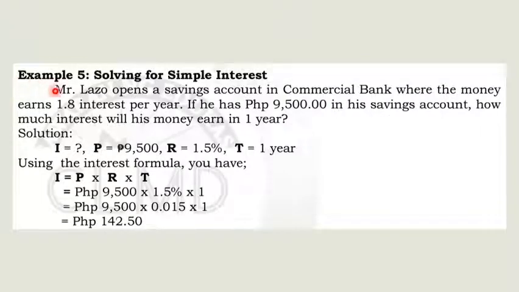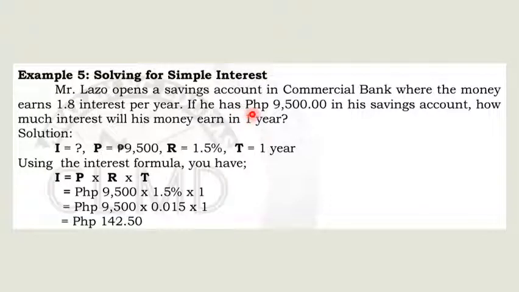So, for example 5, Mr. Lasso opens a savings account in a commercial bank where the money earns 1.8% interest per year. If he has 9,500 pesos in his savings account, how much interest will his money earn in 1 year? So, napakadaling i-solve itong interest. You just have to multiply the principal, the rate, and the time.